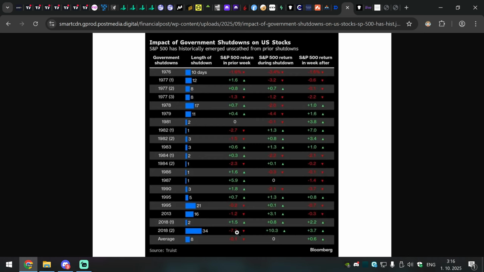There was a 7% drop on the 2018 one, and a 1.5% gain on the other. This was a very close one, so markets actually view this very positively. This was the prior week. So before you get to the shutdown, markets were falling in 2018. Right now, I think markets were falling a bit, but not as much.